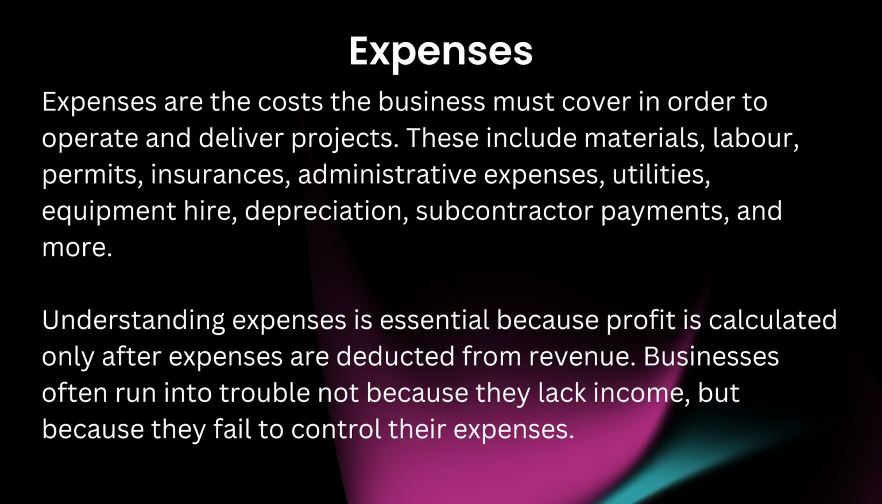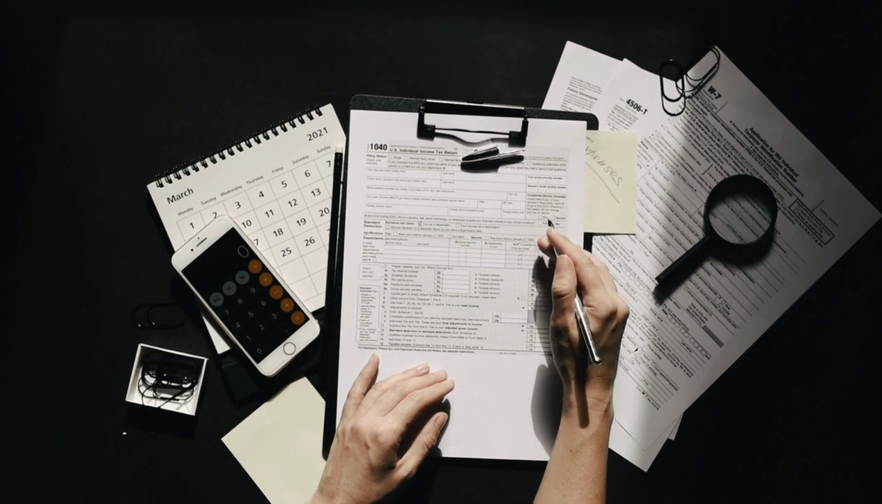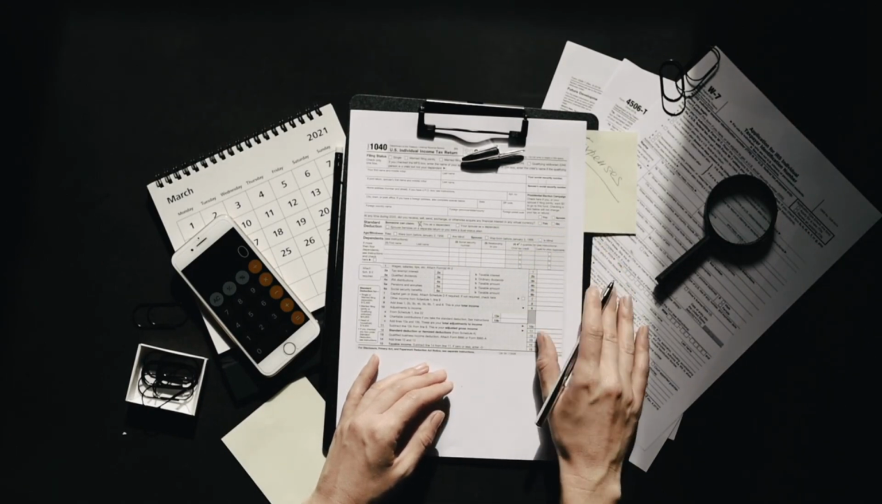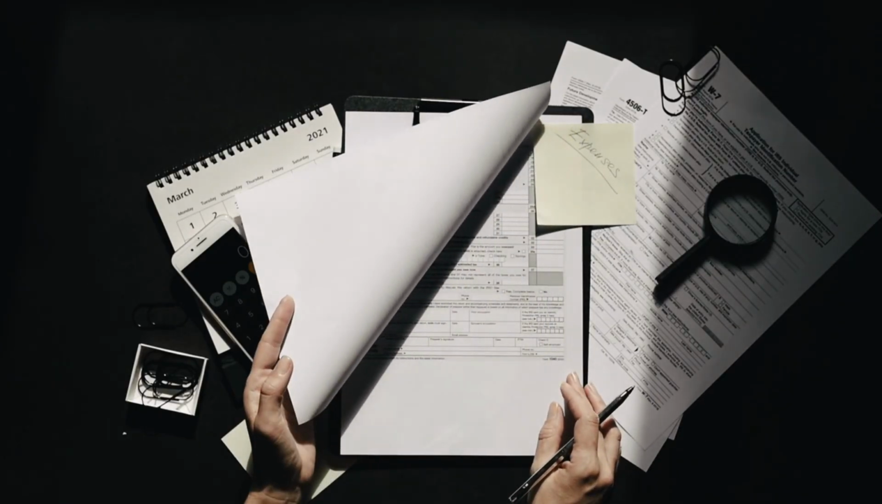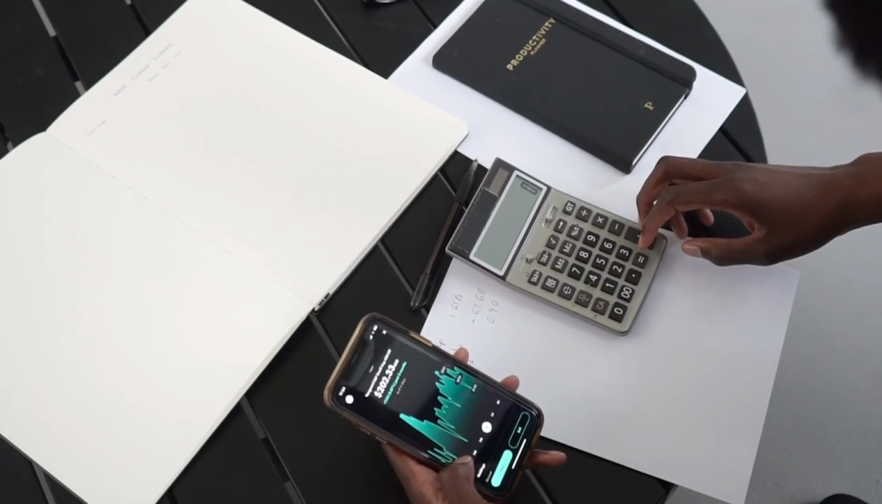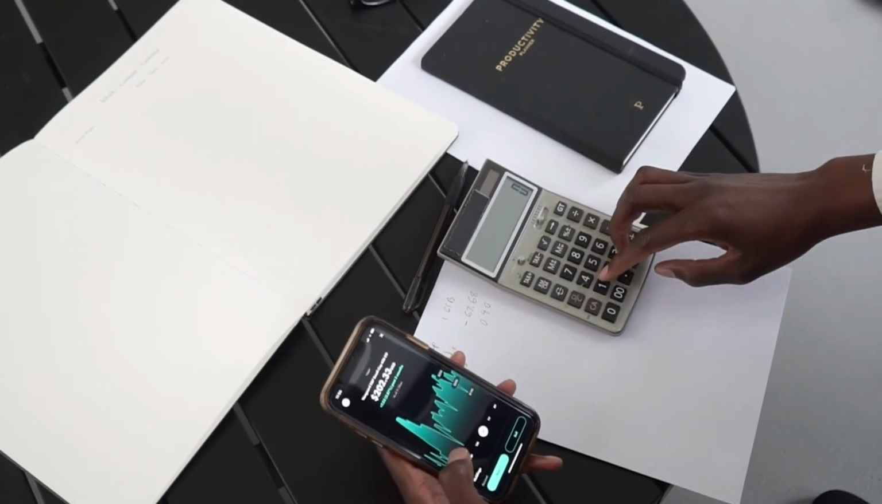Next, we move on to expenses. Expenses are the costs the business must cover in order to operate and deliver projects. These include materials, labour, permits, insurances, administrative expenses, utilities, equipment hire, depreciation, subcontractor payments, and more. Understanding expenses is essential because profit is calculated only after expenses are deducted from revenue. Businesses often run into trouble not because they lack income, but because they fail to control their expenses.